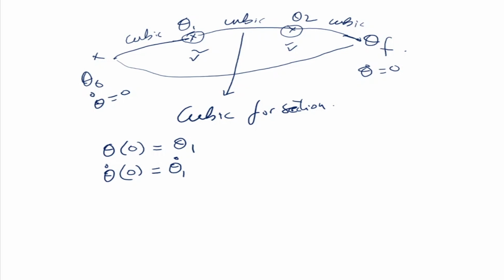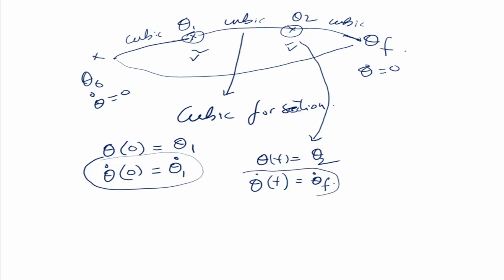Now in this position, the final of this one, theta at time t, whatever the time is, will be equal to the position, let's call it theta 2. And the velocity, theta dot at time t at the end of the via point, will be equal to theta dot f. That means in the previous case these two velocities were 0. In this case these two velocities are not 0, but have a particular value.